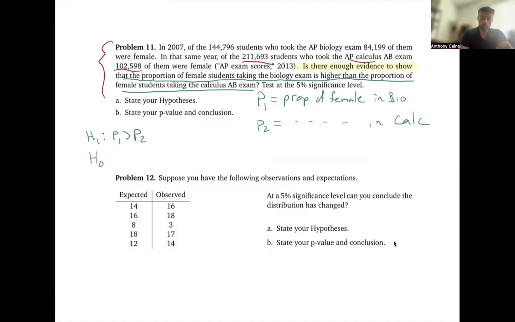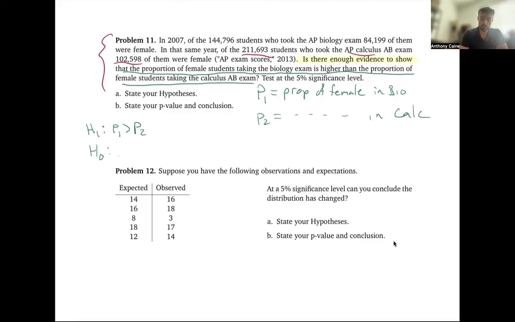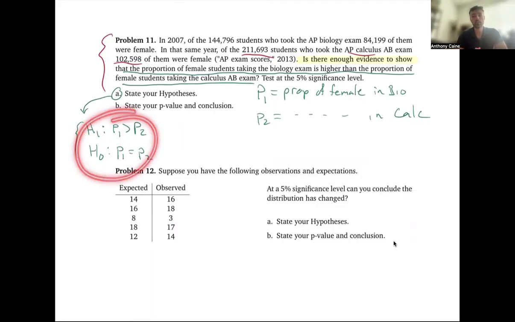My null hypothesis, it's not stated, but implicitly it's that they're the same. It's that P1 is equal to P2. Okay, so as far as stating the hypothesis goes, that's this. Although technically, if I only write this stuff, it doesn't make sense without telling the audience what is P1 and P2. So they kind of go together, right?